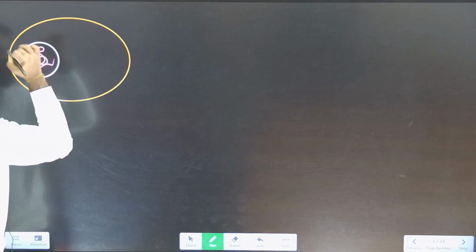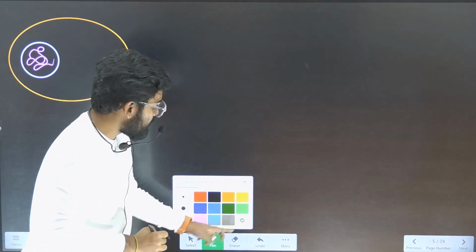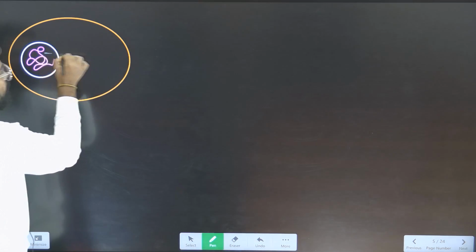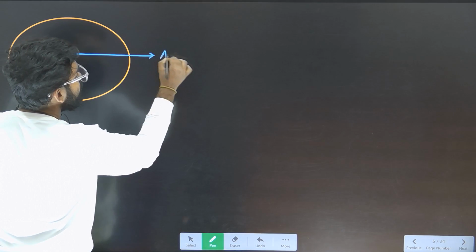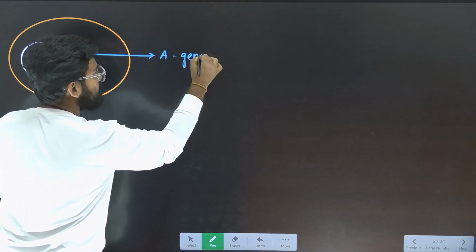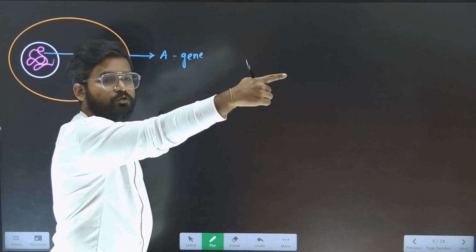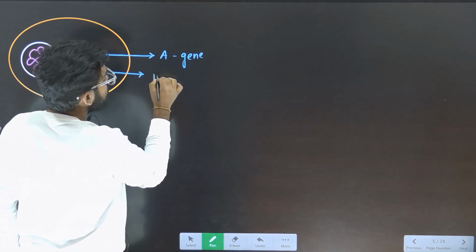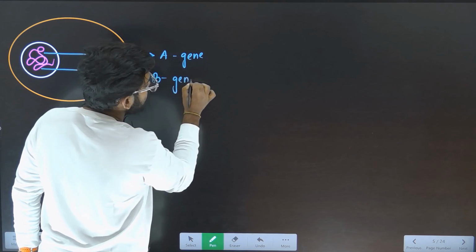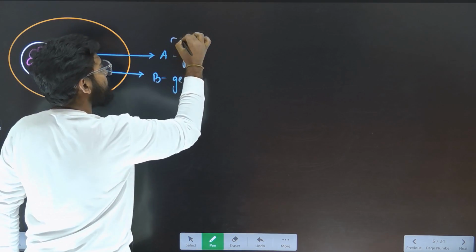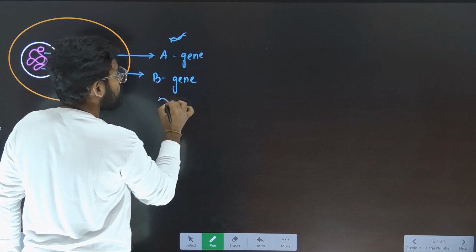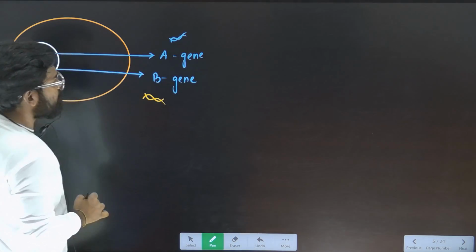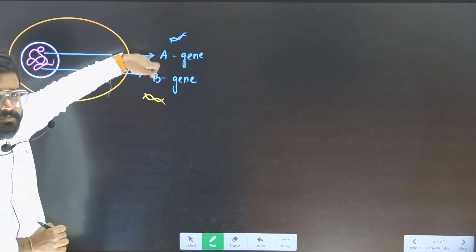This is the DNA, and from that DNA we have separately isolated the A gene that will transcribe and translate to form the A chain. Similarly, we have isolated the B gene. Clear? Gene means actually what? It is a segment of DNA. Clear? Gene is actually a segment of DNA. So we have already isolated the A gene and the B gene.